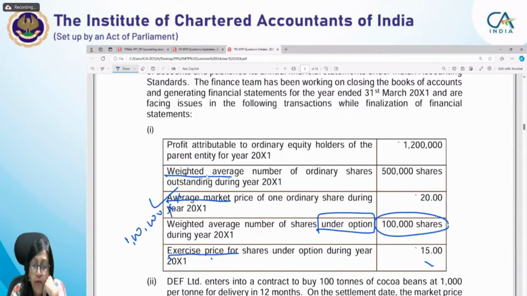So 1 lakh into 15 by 20, you get 75,000. 15 by 20 is 3/4, so 25,000 is the difference. So this 25,000 is the additional shares which have been provided to you. So this is the dilution. This dilution जो है यही हमें add on करना है for calculation of diluted EPS.